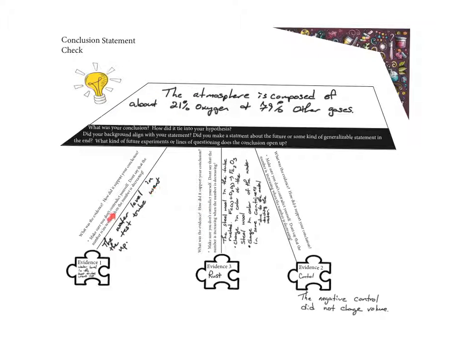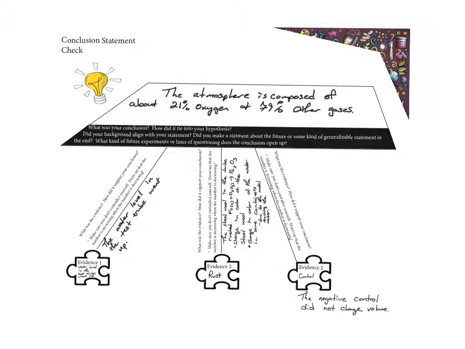The water level did go up, and our negative control did not change. The volume did not change in the negative control. These three pieces of evidence support the idea, and of course, all the results from the graphs, right? So you could add more lines and more pieces to this puzzle.